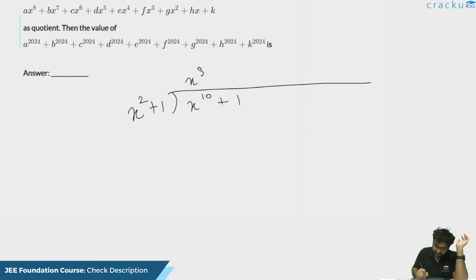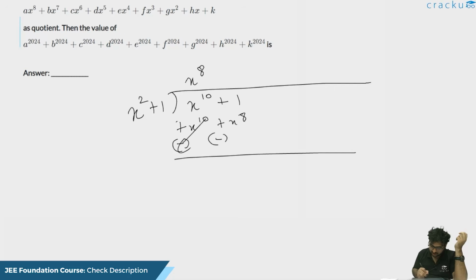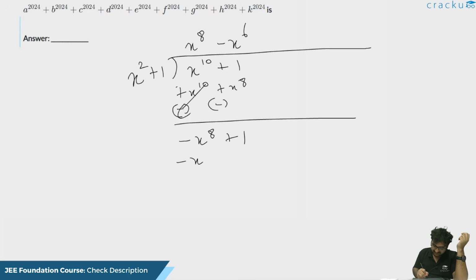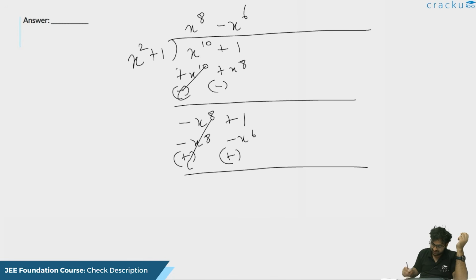So first of all, x power 8 we will multiply. So x square into x power 8 is plus x power 10, minus. Okay, what will this be? x power 8. This will become minus, so minus x power 8 plus 1. 1 as it is. Now this would be minus x power 6. So minus x power 8 plus gets cancelled out. This would be minus x power 6 plus. So we are left with x to the power 6 plus 1.